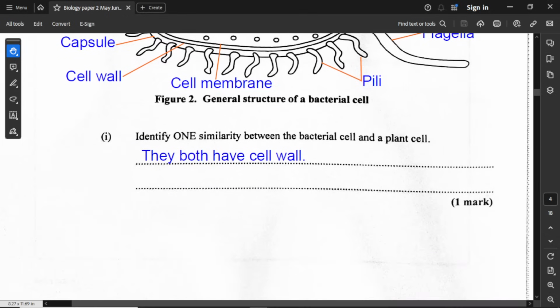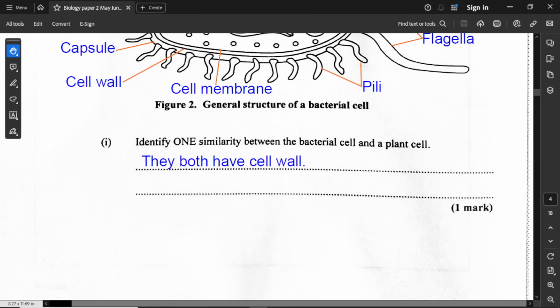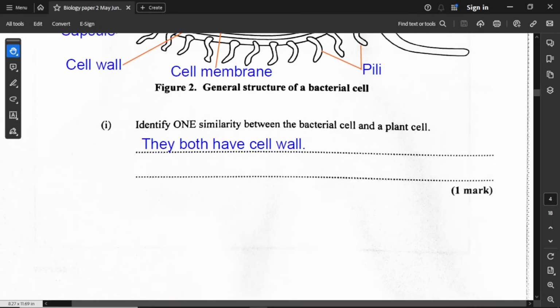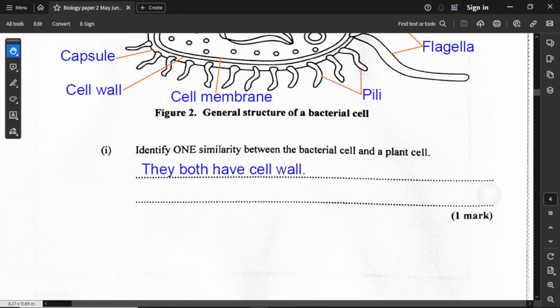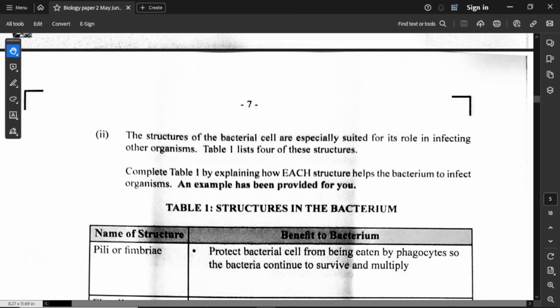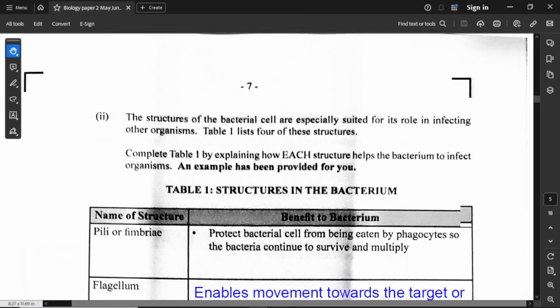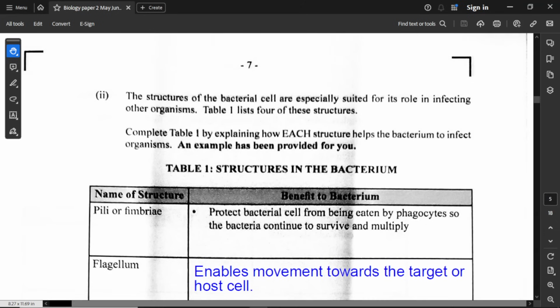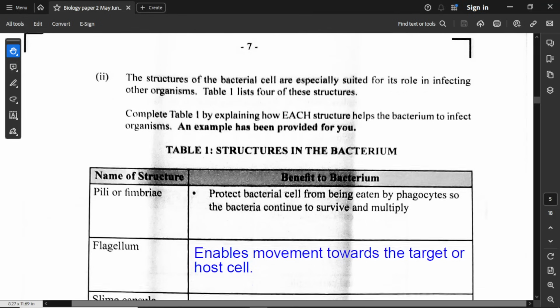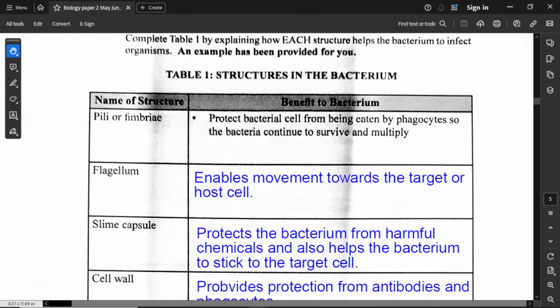So part 1 of this question asks us to identify one similarity between the bacterial cell and a plant cell. The similarity is that both the bacterial cell and a plant cell have a cell wall. So that is a similarity between both. For part 2, it said the structures of the bacterial cell are especially suited for its role in infecting other organisms. Table 1 lists 4 of these structures. Complete Table 1 by explaining how each structure helps the bacterium to infect organisms. An example is provided for you. All right, so we have the structures there.